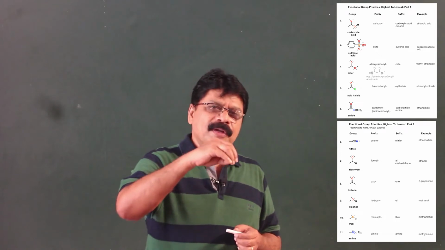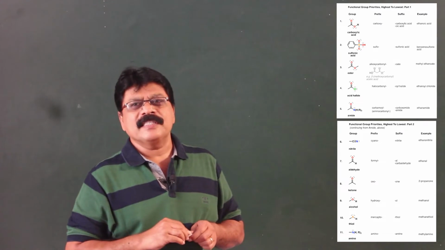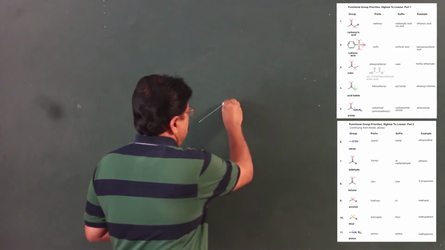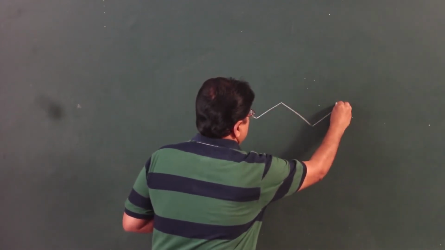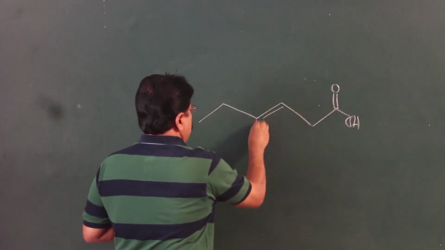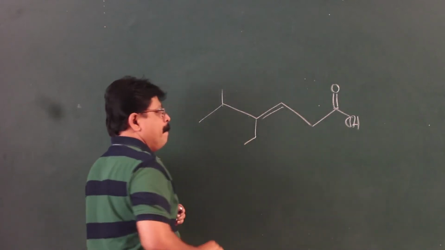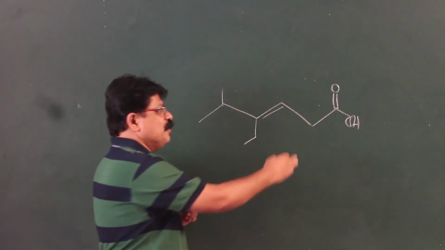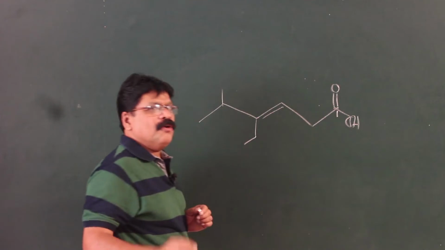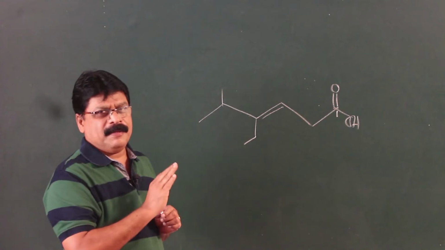Whenever you embark upon writing the name of an organic compound, what we do first is find out the main functional group in the compound. For example, in a compound like this, the main functional group is the carboxylic group. So, that chain has to be numbered. Always put the number in such a manner that the main functional group gets the lower number.